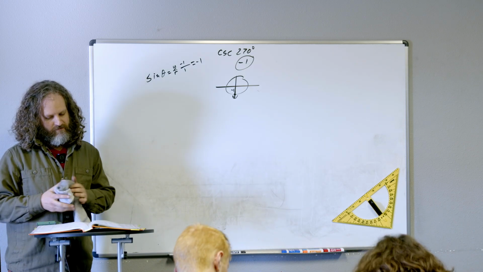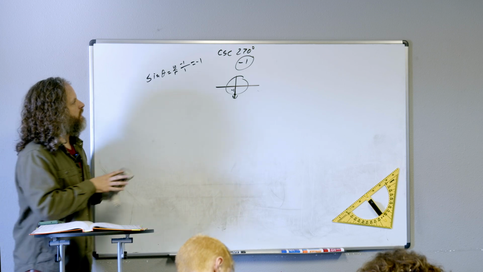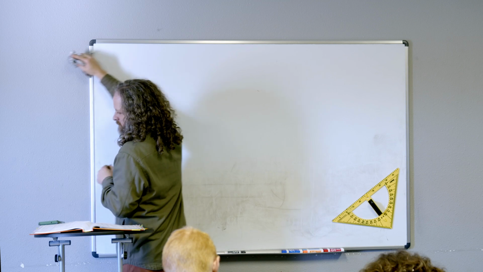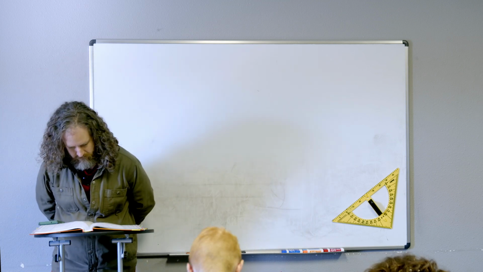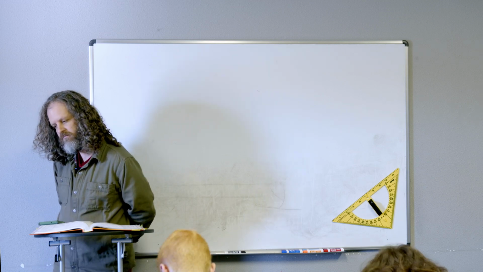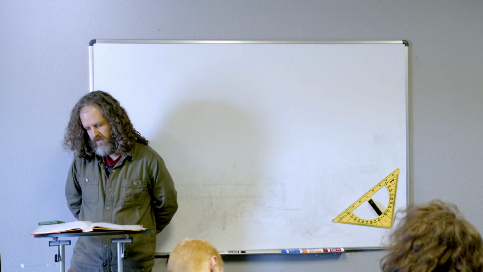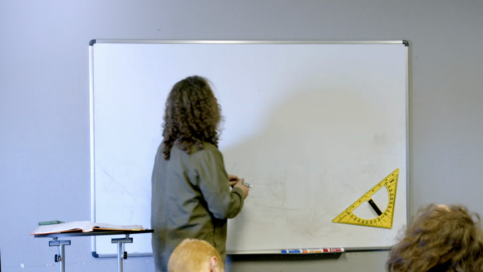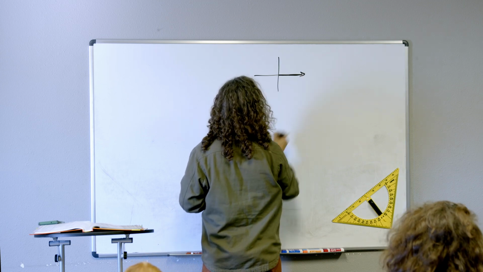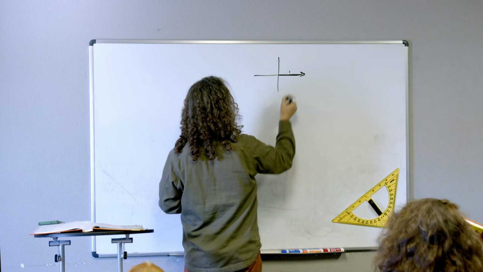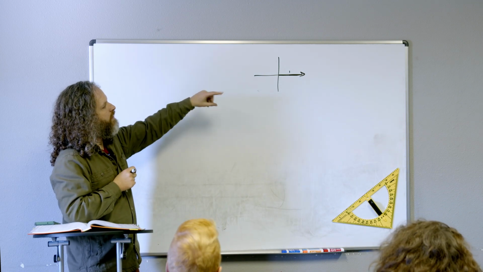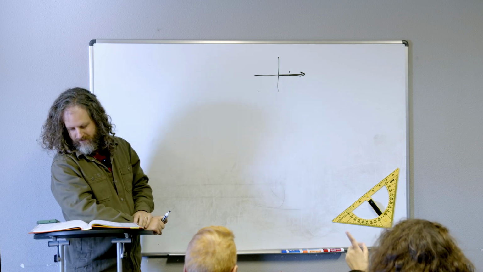Any other questions that we can look at in the last ten minutes? Trying to remember how to do this. What is tangent? Tangent is y over x. So where is 2 pi? 360, right here, yeah. So y is 0 and r is 1, so it's 0.